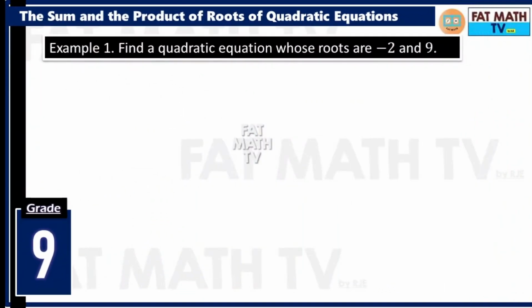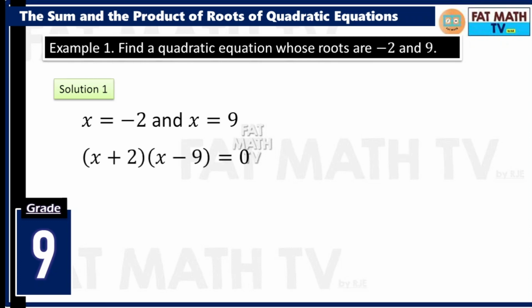Okay, let us move to a different question now. Example number 1, find a quadratic equation whose roots are -2 and 9. So, if the roots are -2 and 9, then the quadratic equation can be expressed in factored form as x plus 2 times x minus 9. So x plus 2 should be a factor because x equals -2 is a solution or a root of the quadratic equation. And then x minus 9 is a factor because x equals 9 is a solution.